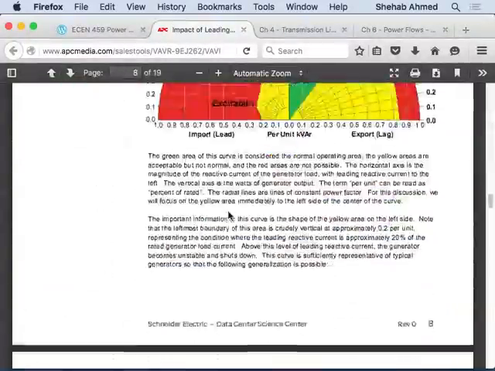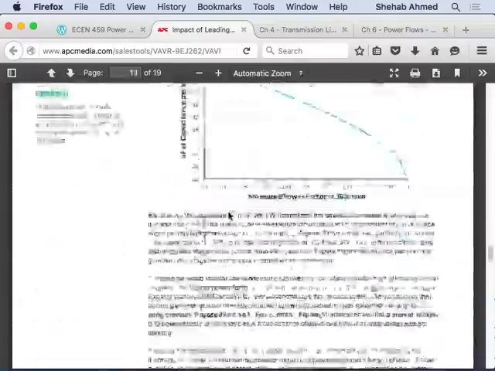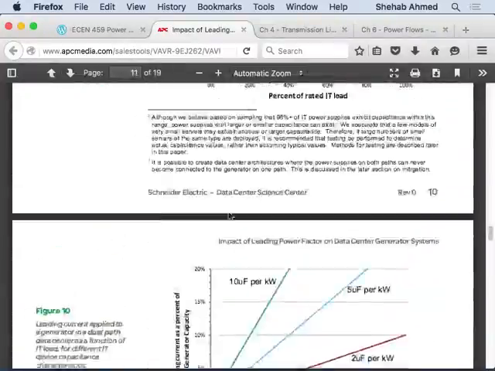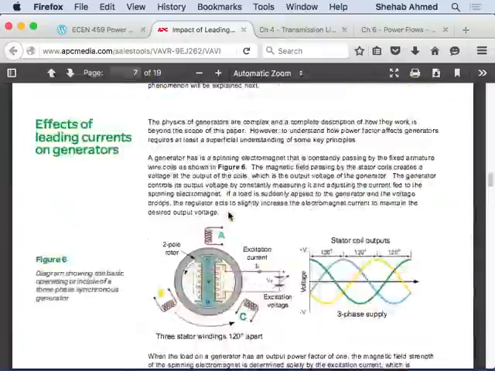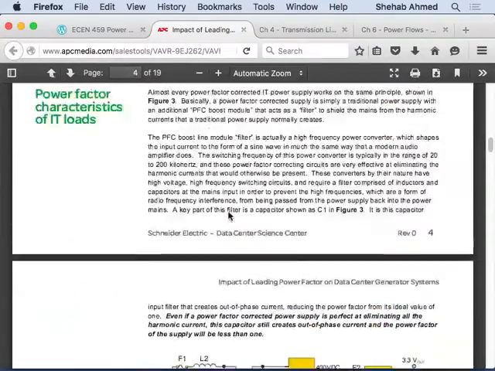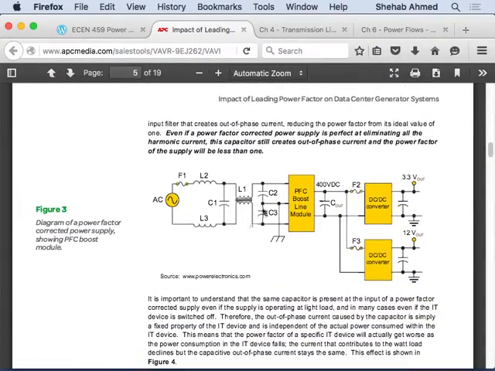You read through it in detail. It's fun to read, actually. Okay, for me, it was fun to read. But you have these input capacitors everywhere in power electronics, and because you have these input capacitors, they're causing all this leading power factor.